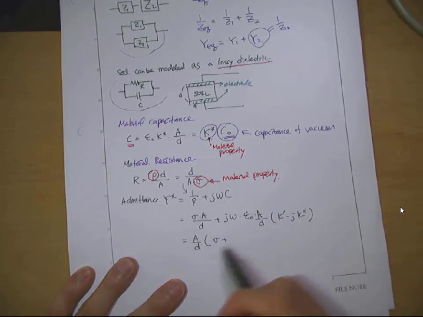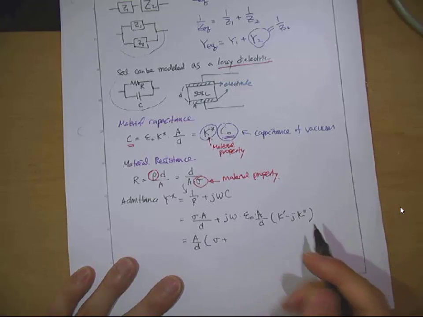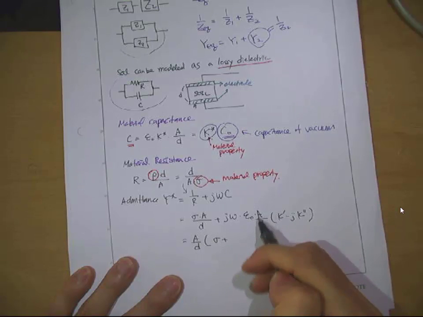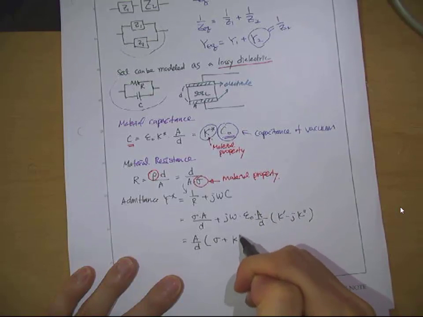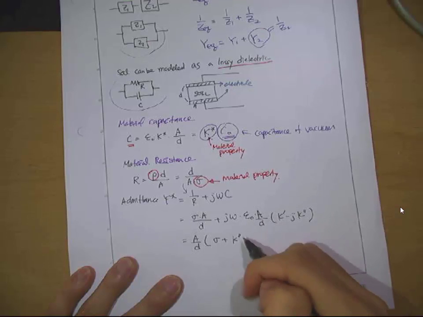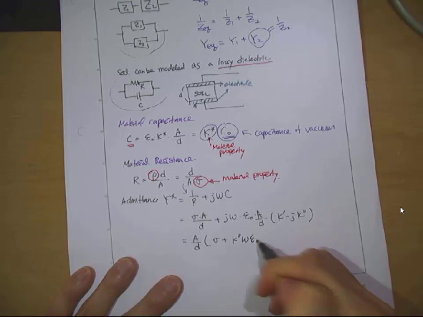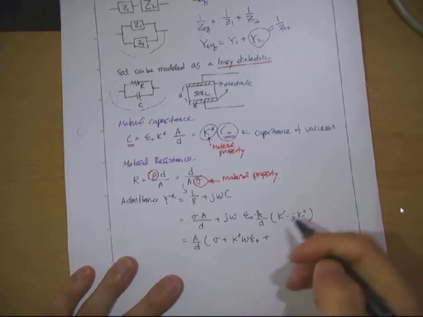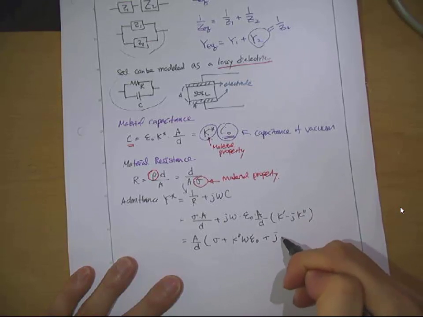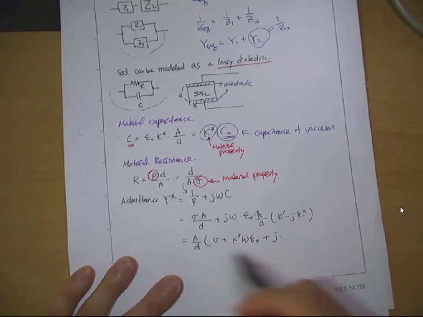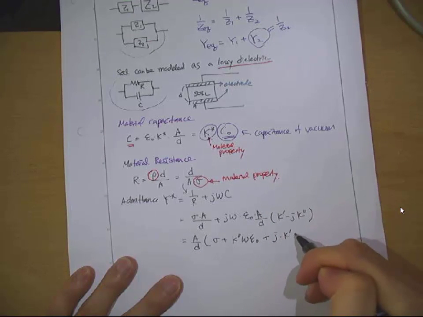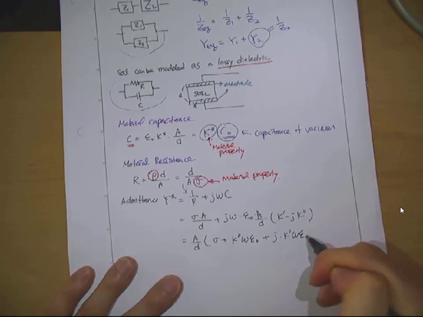let's group it in real value together and the imaginary value separately. Then group here J and J. Kappa double prime. And what else? Omega epsilon naught. And the imaginary value is J times AD is taken out, so kappa prime omega epsilon naught.